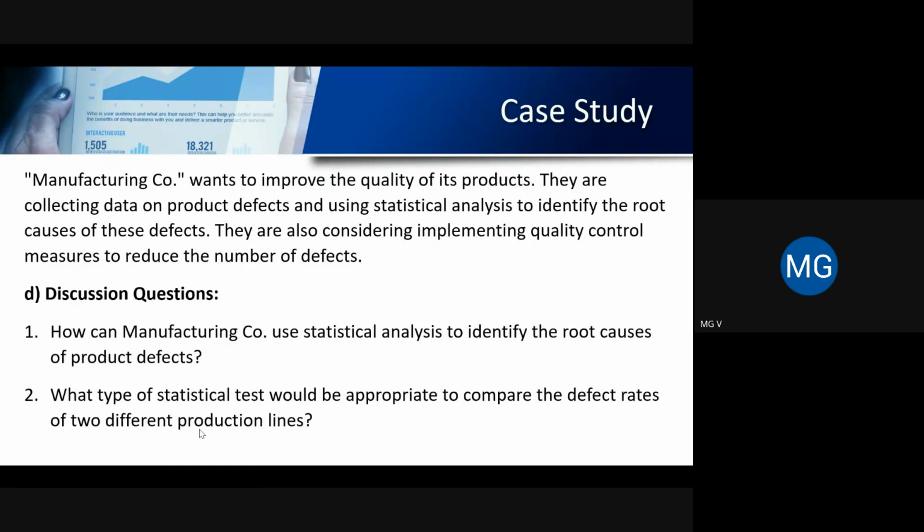A manufacturing company wants to improve the quality of its products. They are collecting data on product defects and using statistical analysis to identify the root causes of these defects. They are also considering implementing quality control measures to reduce the number of defects. How can the manufacturing company use statistical analysis to identify the root cause of product defects?